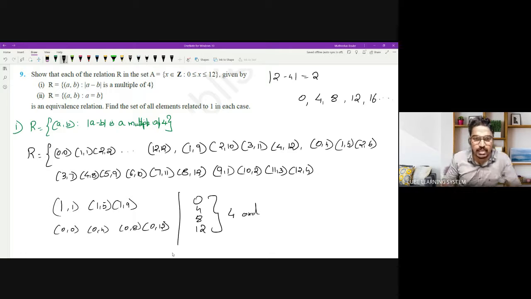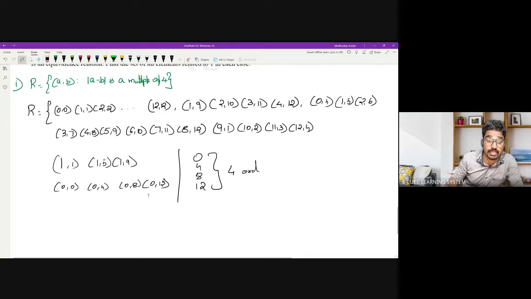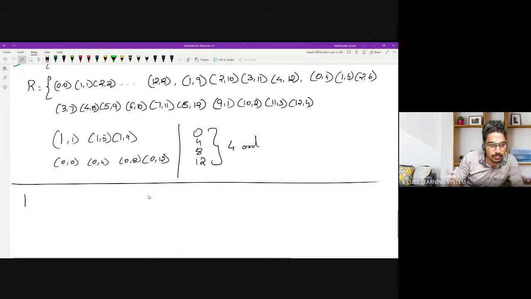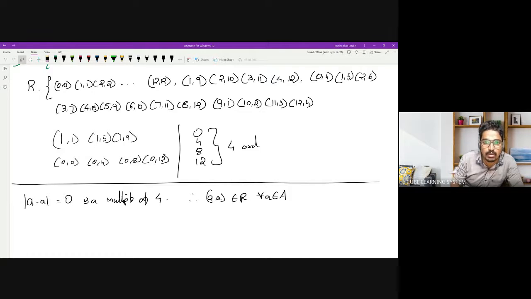Because remember, the statement method will be a little bit easy. Modulus of A minus A is equal to 0, which is a multiple of 4. Therefore, (A, A) belongs to the relation, for all A belonging to the set. Hence, R is reflexive. We can write the reflexivity like this.